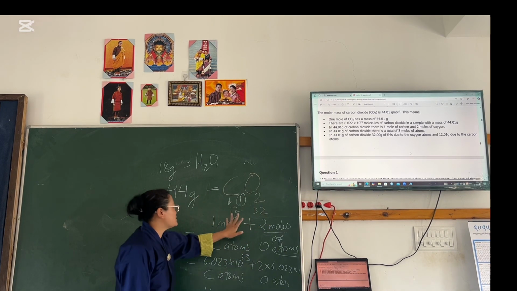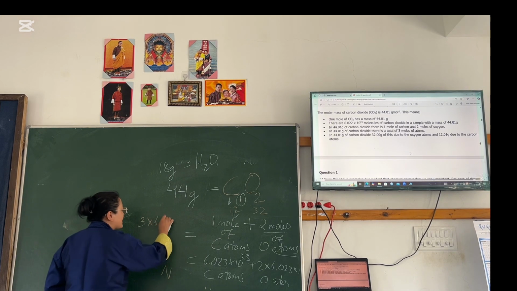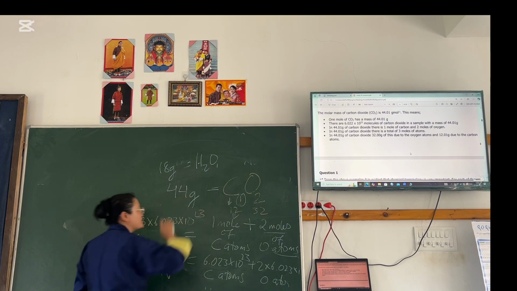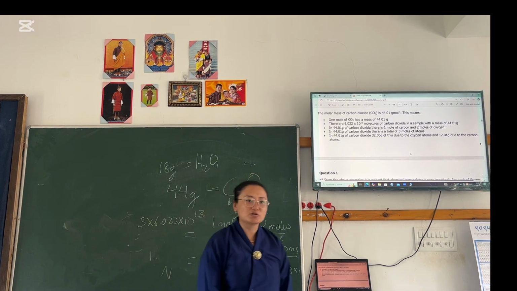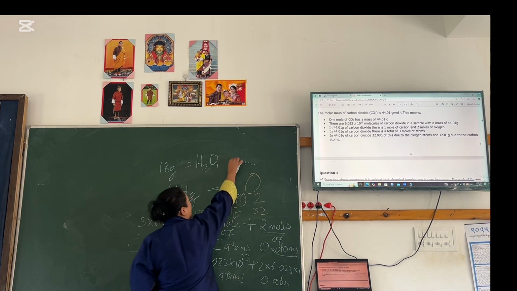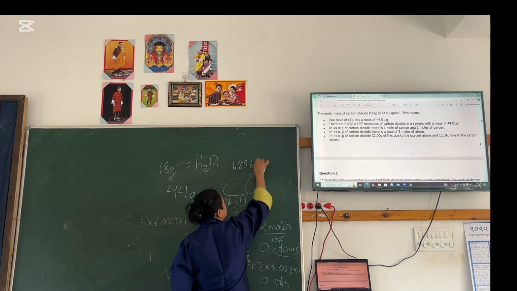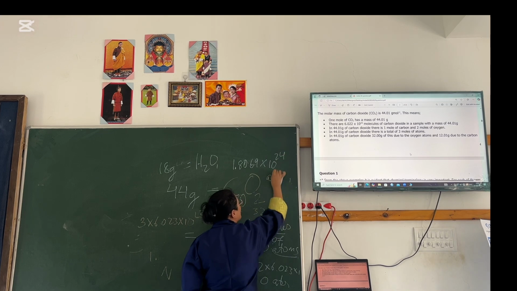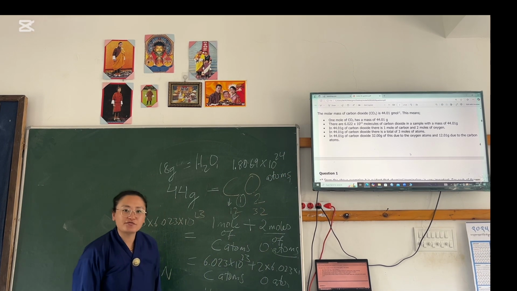So there is 3 moles total, right? So can you do 3 into Avogadro's number? What is the total number of particles present in that 44 grams of CO2? Because 2 plus 1 is 3 moles, so 3 into Avogadro's number, which is 1.8069 times 10 to the power 24 total atoms in that 44 grams.